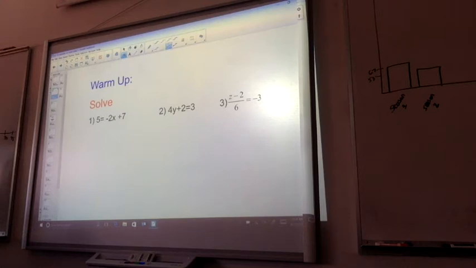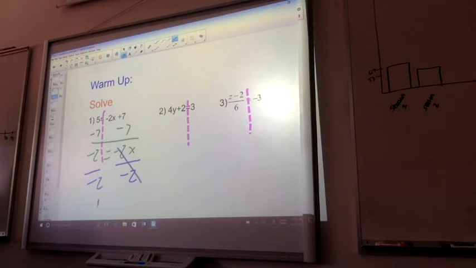First thing, I'm going to put my dotted lines on all of these. So first problem, what do you think I should do? Shout it out. Subtract 7, I'll take it. So I get negative 2 is equal to negative 2x. And then last step would be divide by negative 2 to get the x by itself. Negative over negative is positive, so I get 1 is equal to x. Of course, you could put it as x equals 1 if you'd like to. Doesn't matter.